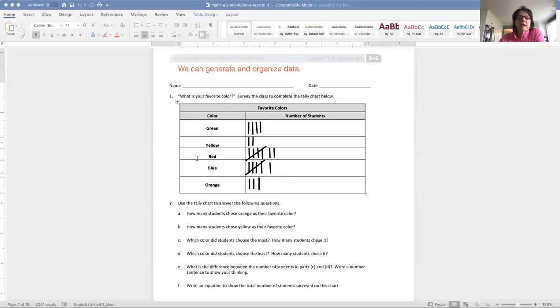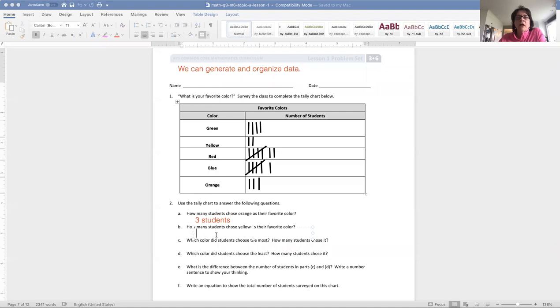So that's our data. And now they want us to use the tally chart to answer the following questions. Question A, how many students chose orange as their favorite color? Well, when I go up here, I look at orange and I see 3 tally marks. So I'd say 3, but we don't want to just say 3. We want to dress up our number. So it'd be 3 students. So please dress up your number when you write in your answer.